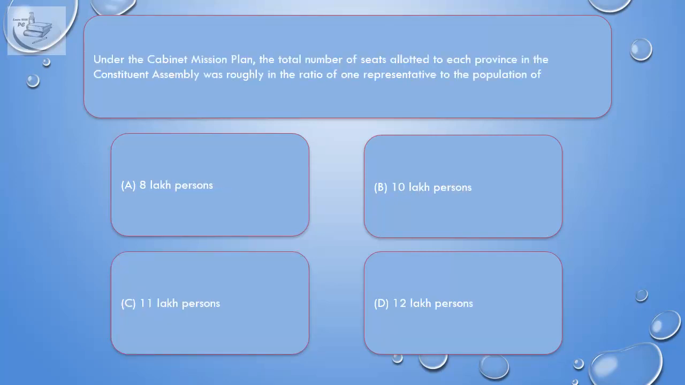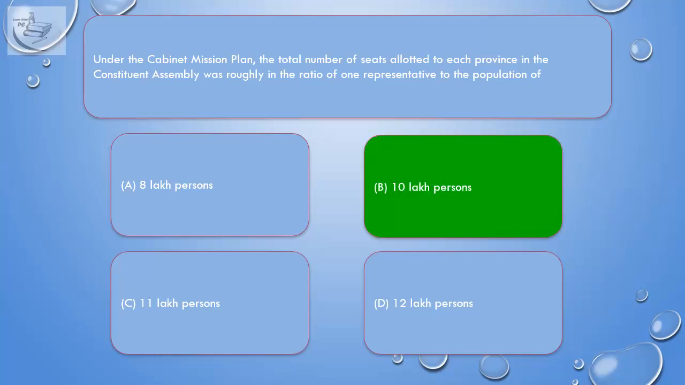Question: Under the Cabinet Mission Plan, the total number of seats allotted to each province in the Constituent Assembly was roughly in the ratio of 1 representative to the population of A. 8 lakh persons, B. 10 lakh persons, C. 11 lakh persons, D. 12 lakh persons. Correct answer is B. 10 lakh persons.